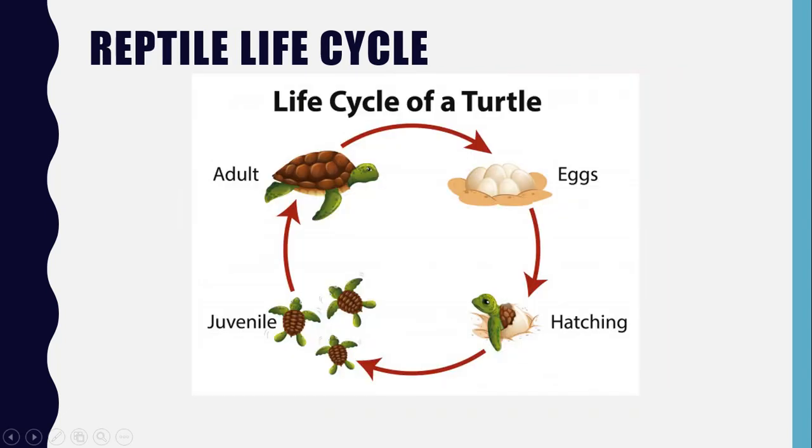Pretty easy. For reptile, I have the life cycle of a turtle. And again, the adult lays eggs, the eggs hatch, they become babies, they grow up to be children and then teenagers and then adults, and then they lay eggs again, they hatch, they become children and teenagers, and so forth, and it just continues. It's just a continuing, ongoing circle or cycle.